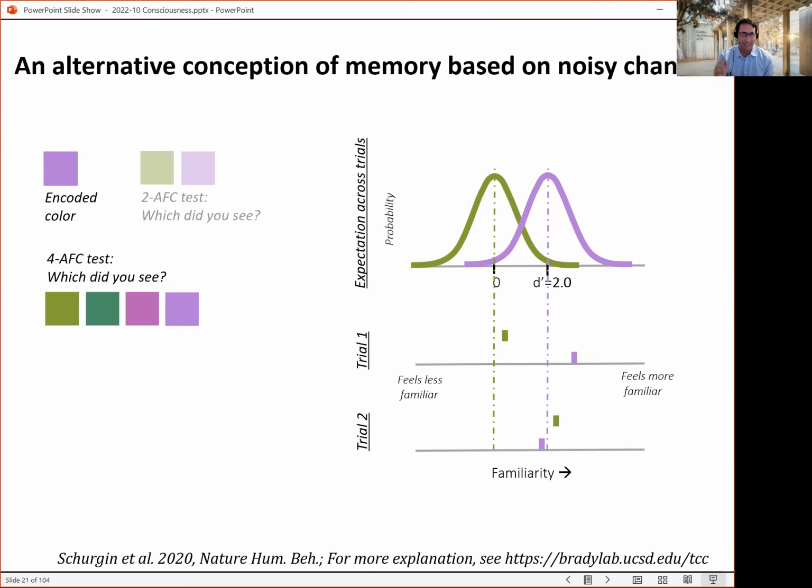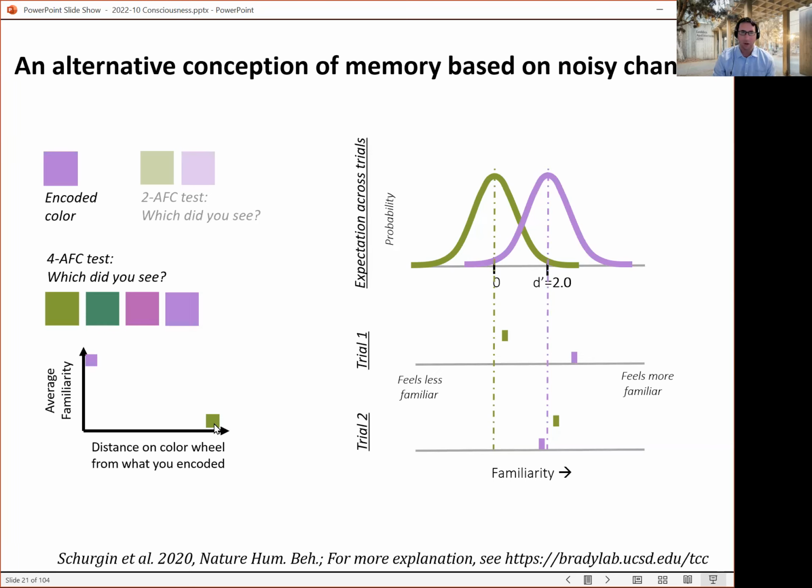And the insight of this model, this TCC model that I'll tell you about in this 2020 paper, is really simply explained just by switching to 4 AFC instead of 2 AFC. That's the simplest way to think about it. Imagine I showed you purple and then I asked you which of these 4 colors did you see? Well, effectively the way we think about this signal detection problem is that the thing you did see, the thing at 0 distance from what you encoded, gets a big boost in familiarity. And the thing you didn't see gets none. It's far enough away that we can think of it as basically having no familiarity at all.